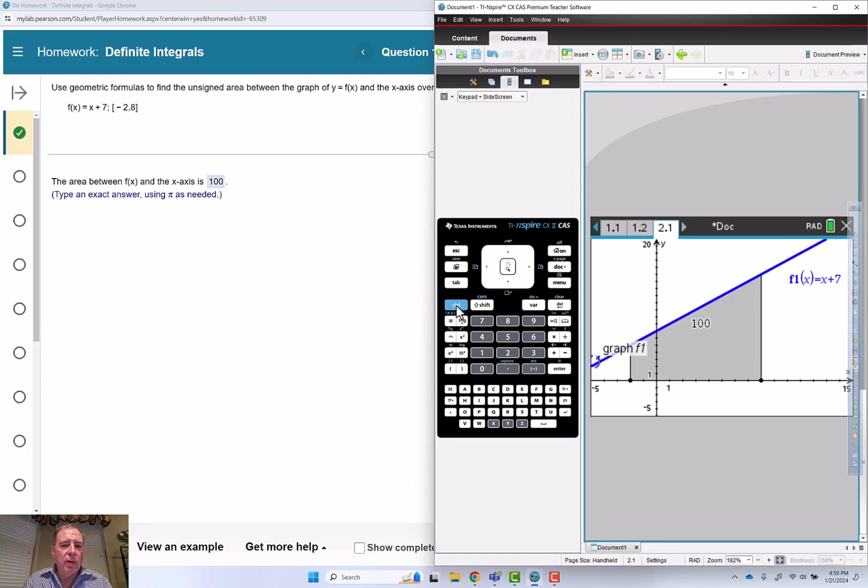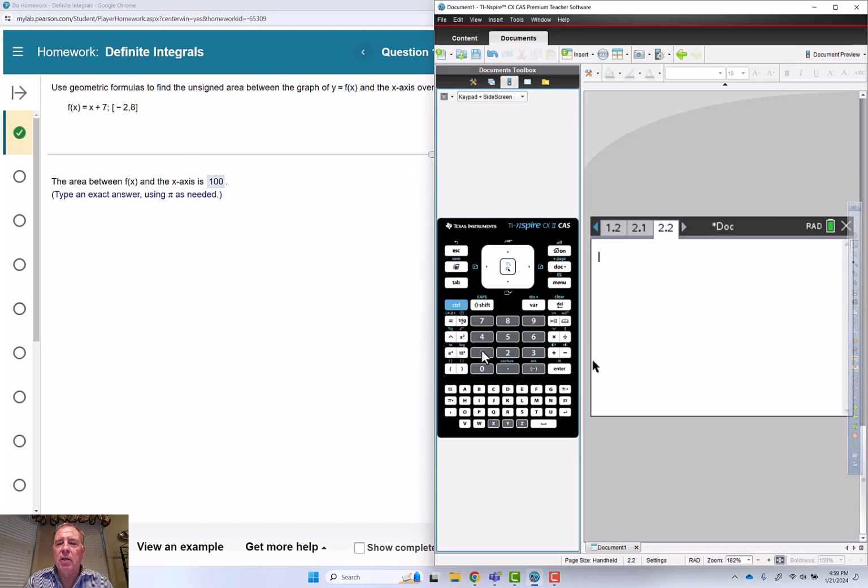Now there's another way to do this in the calculator. Control Doc for plus page, a calculator page, Shift plus -2, tab 8, tab. I could either do the function x plus 7, or since I already have the function defined, I could have put f1 of x in there. Put x, enter, and I get 100 as well. That concludes this video.